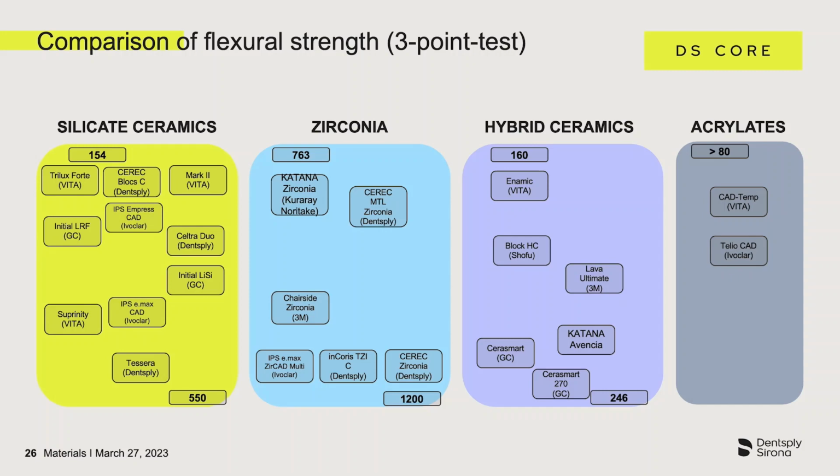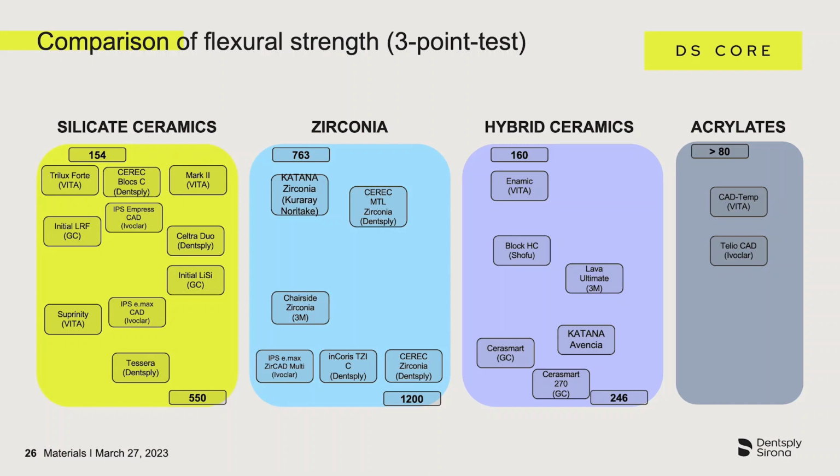Vita Suprinity from Vita is a partially pre-crystallized, zirconia-infiltrated glass ceramic and is roughly on par with Emax CAD at 420 megapascals in the 3-point bending test and 540 megapascals in the biaxial bending test.